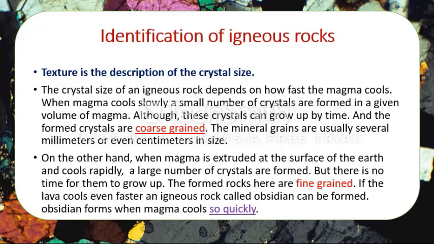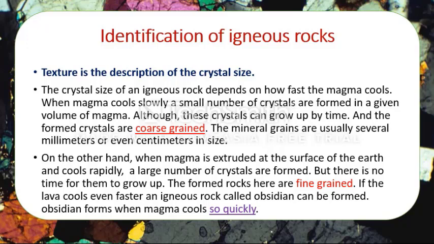The mineral grains are usually several millimeters or even centimeters in size. If the crystal size is several millimeters or centimeters, it is called coarse grain. If the size is more than 10 centimeters, it is called pegmatite. So pegmatite has a very slow rate of cooling. On the other hand, when magma is extruded at the surface of the earth and cools rapidly, a large number of crystals are formed, but there is no time for them to grow. The formed rocks here are fine grains.